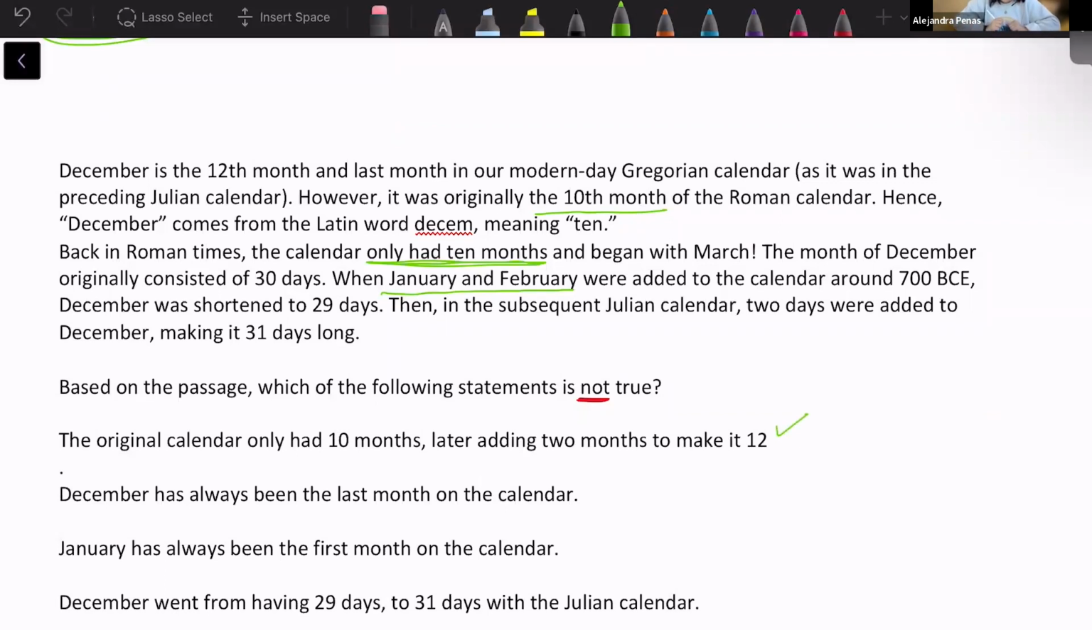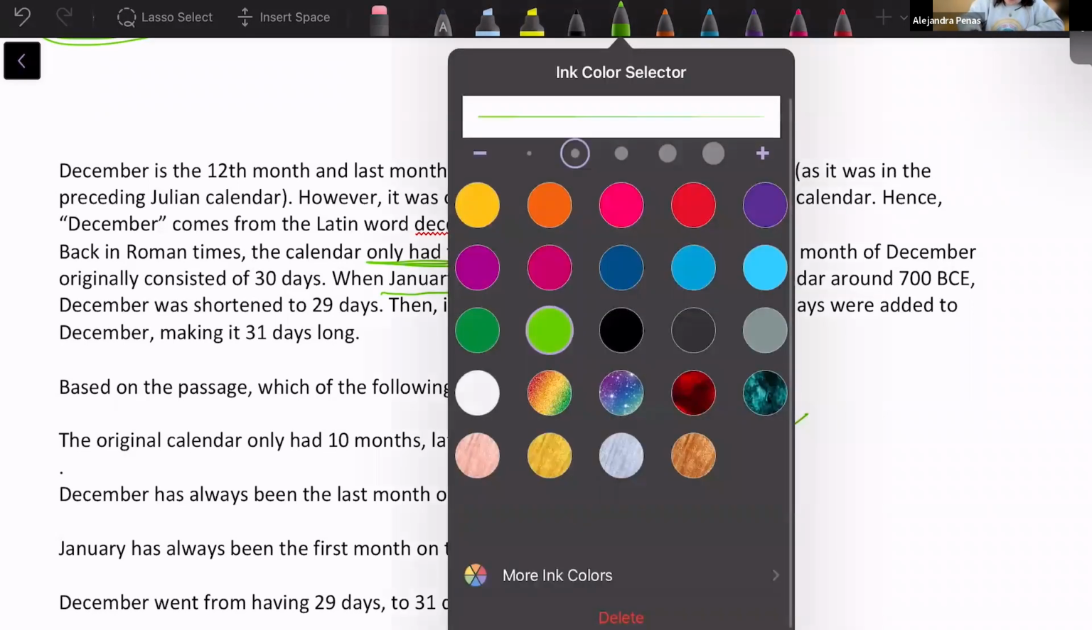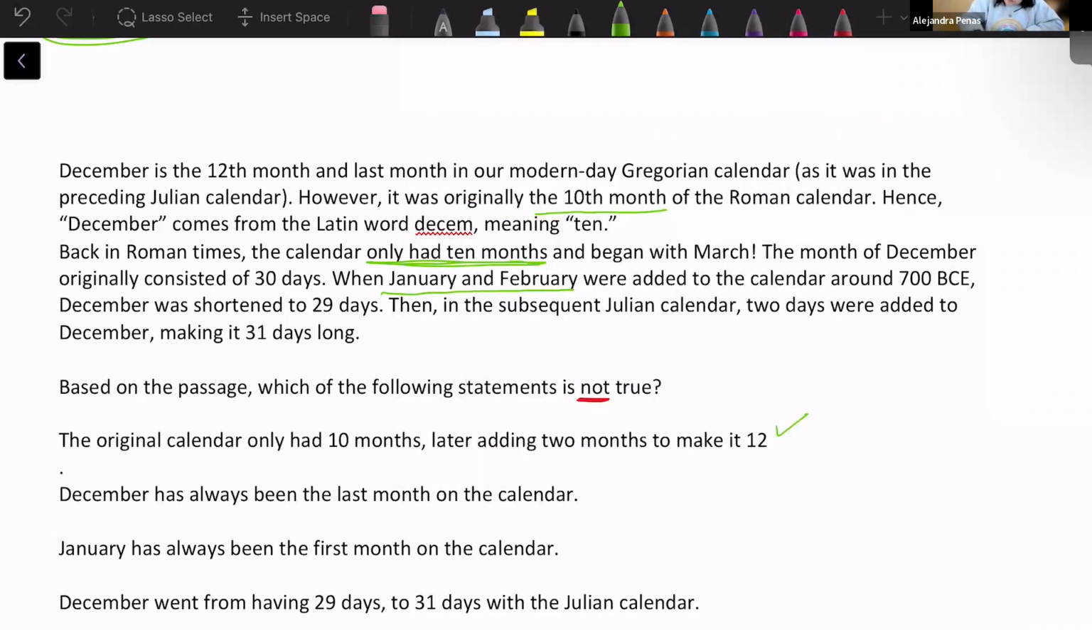That one is true. December has always been the last month of the calendar. Well, they mentioned here that it was originally the 10th month, and there was originally 10, so it was the last one. And then it got pushed to be the 12th and last month. So it was the last month before, and it's still the last month now. That is true. January has always been the first month of the calendar.